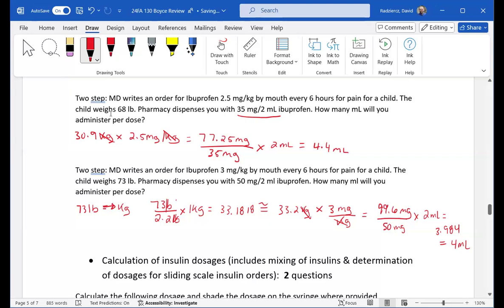And then I worked through this one as well. And you can see that if you watch the review from Tuesday, you'll see that I worked through this as well to get to the 4 milliliter answer. So notice that even when we change the concentration from 3 to 2.5 and 50 to 35, we're still getting around 4 milliliters to administer to this patient.